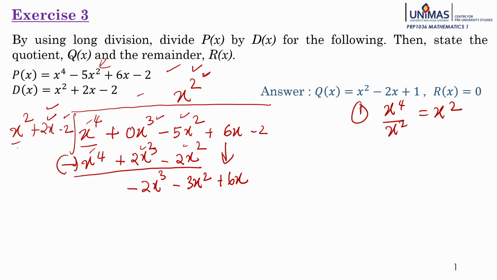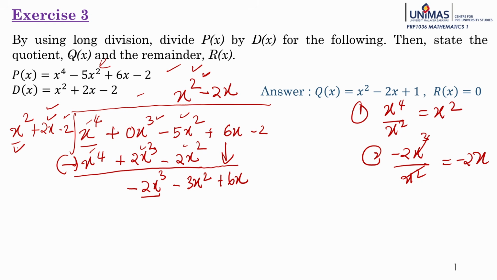And then we repeat the step again. So negative 2x cubed divided by x squared. So we simplify, we can get negative 2x. So we get here negative 2x.